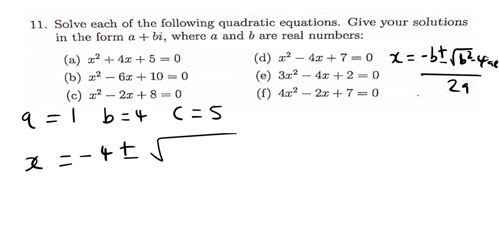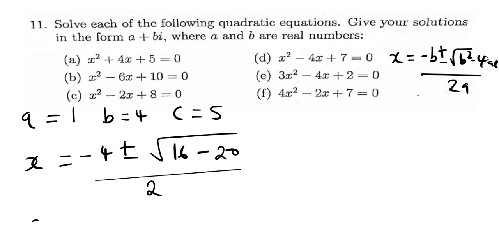b squared, that is a 4. Okay, 4 squared, that will give us 16 minus 4ac. 4, a is 1, c is 5. Okay, 4 multiplied by 5, that is a 20. So here I'm going to put a 20. Everything divided by 2a. A is 1. Okay, 2 multiplied by 1, that is just a 2.